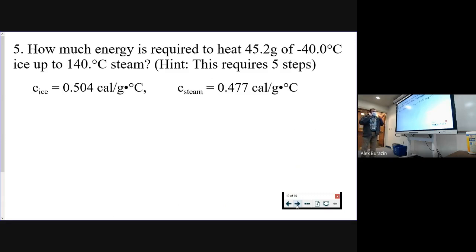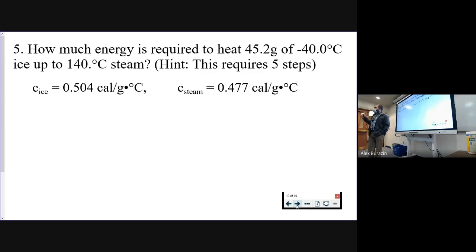All right. Here's the big one. How much energy is required to heat 45.2 grams of negative 40 degrees Celsius ice up to 140 degrees Celsius steam? Hint, this requires 5 steps. We have 5 equations that need to happen to get this total. For each step, we will add them all up to get our total.